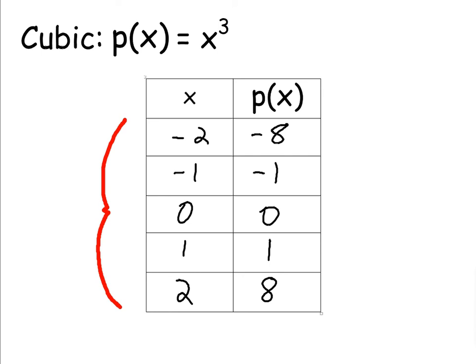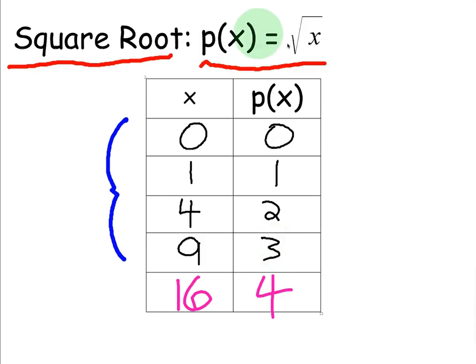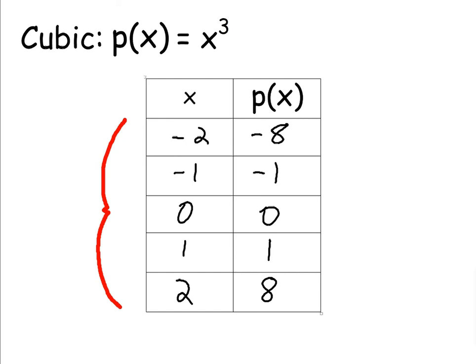Now remember, these are called parent functions because they are the origins of, they produce other functions, like a transformed function. You could say the square root of x minus 4. But anyway, they're all derived from these parent functions.